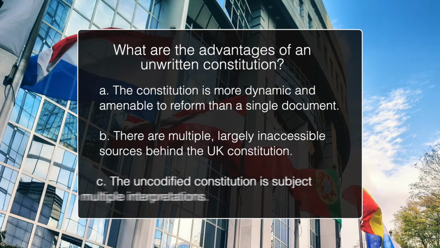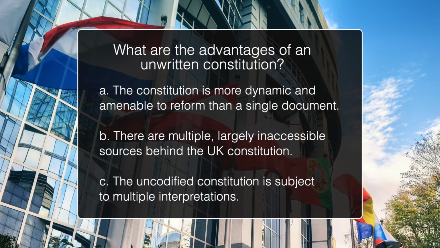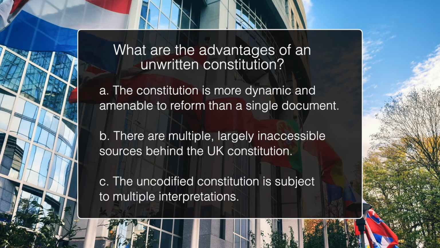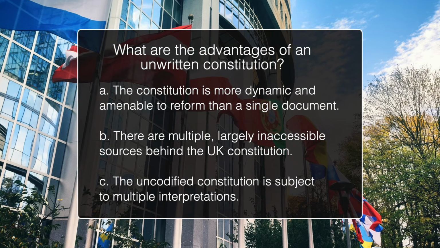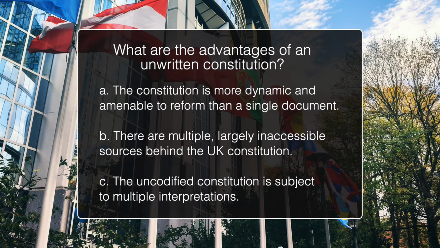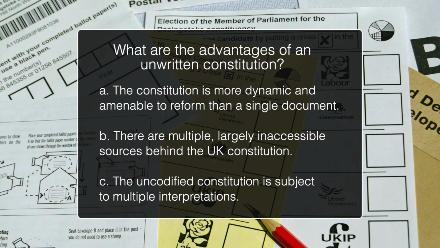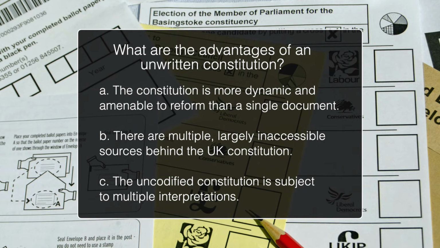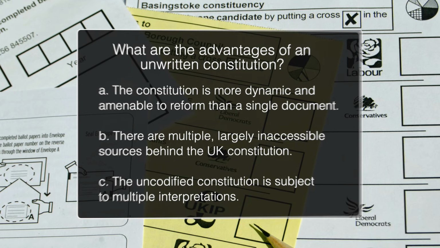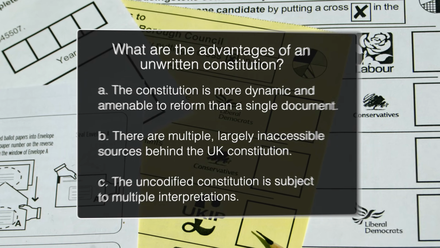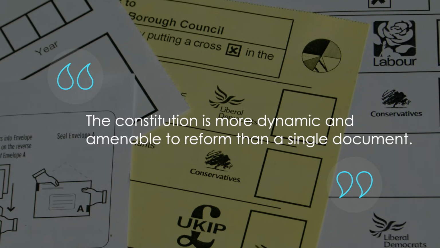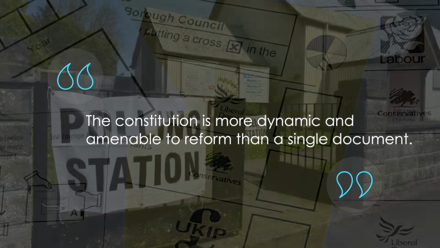What are the advantages of an unwritten constitution? A. The constitution is more dynamic and amenable to reform than a single document. B. There are multiple, largely inaccessible sources behind the UK constitution. C. The uncodified constitution is subject to multiple interpretations. The answer is A. The constitution is more dynamic and amenable to reform than a single document.